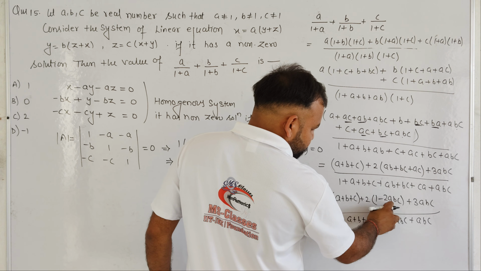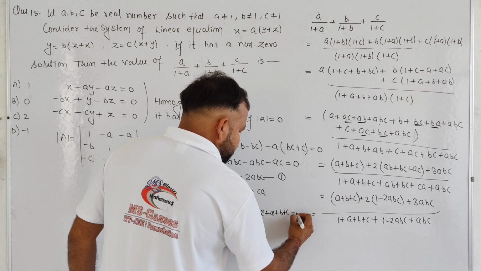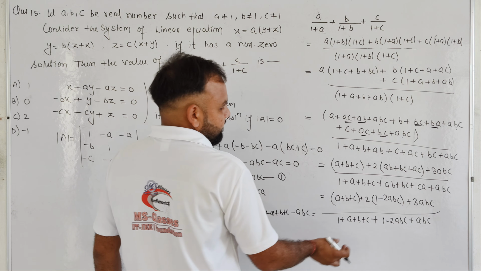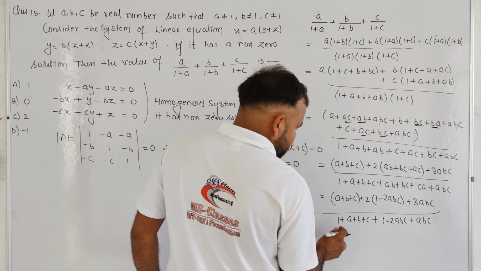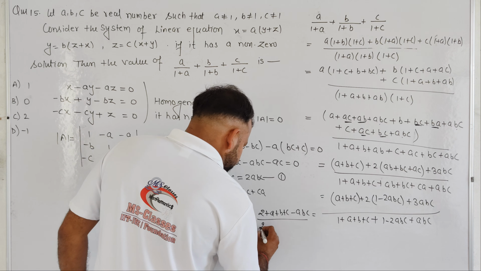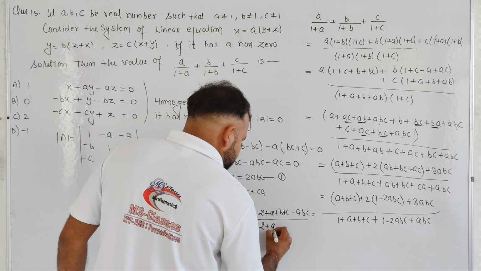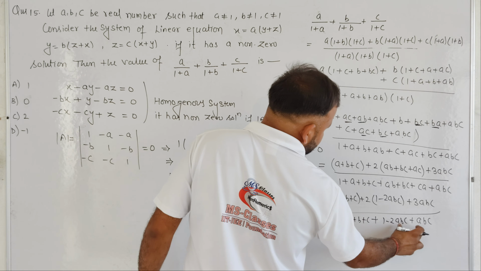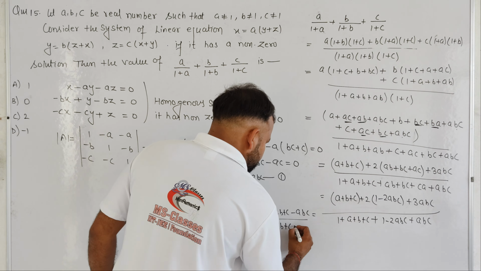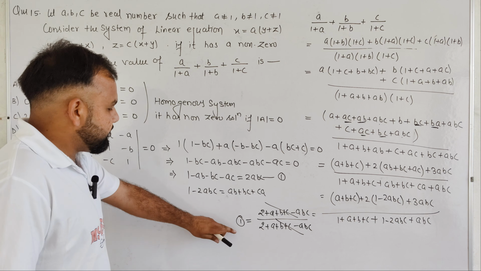Student, it will become minus 4 and plus 3 times, so it will become minus abc. You can check, minus 4 times abc plus 3 times. Divide by 1 plus, there is also present a plus b plus c, and minus 2 times abc plus abc, so it will become minus abc. Student, you can see that numerator and denominator both are the same, so it will cancel out and give 1. So student, the value of this expression is exactly 1.